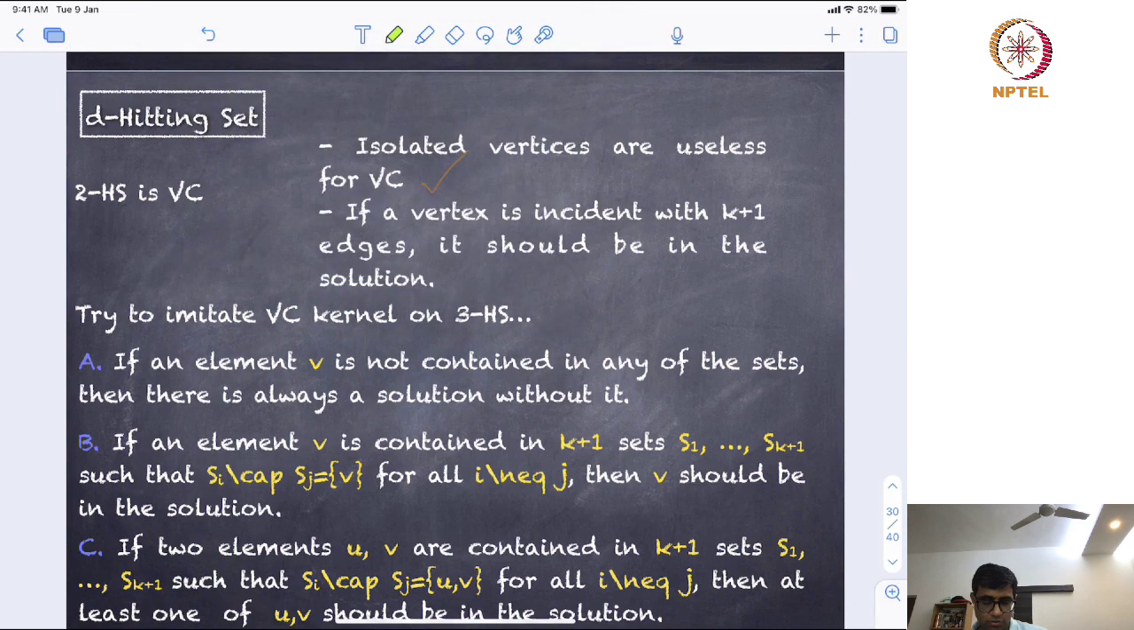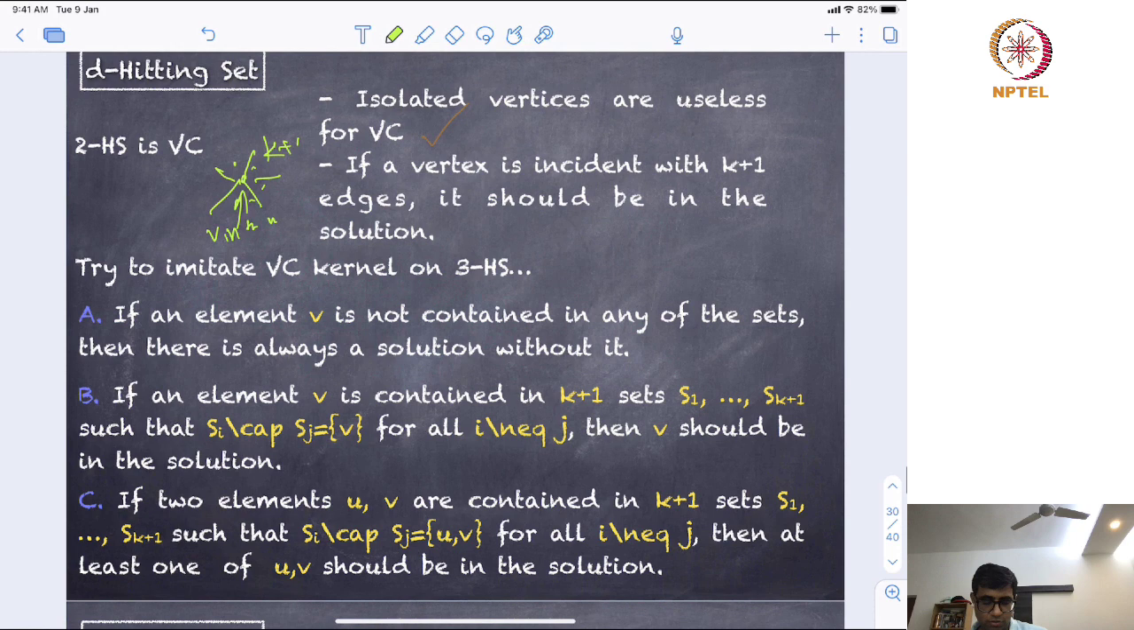And if a vertex v is incident with k plus 1 edges, we included v in the vertex cover and decreased the parameter by 1, because every such vertex should be in the solution. Now we try to mimic this kernel for vertex cover for 3-hitting set. So now let's assume that d is upper bounded by 3.